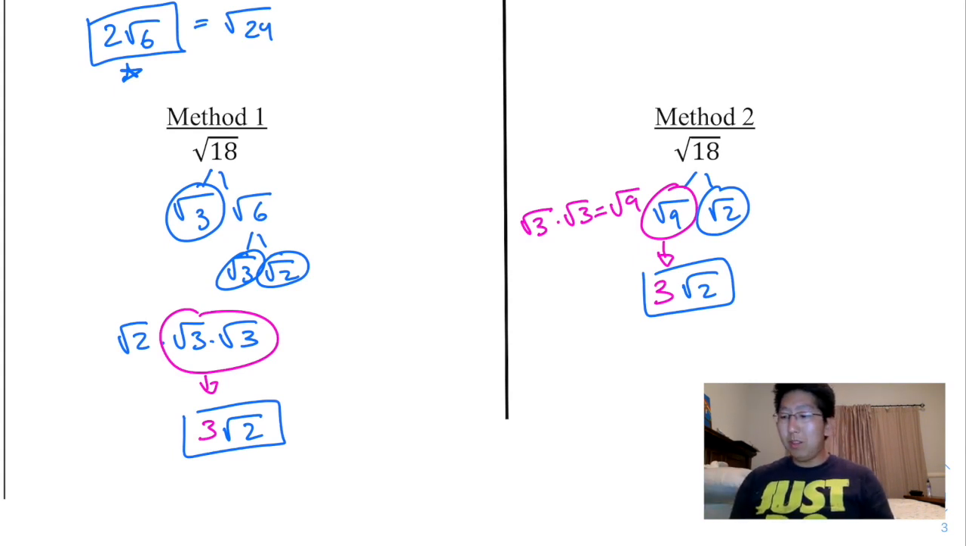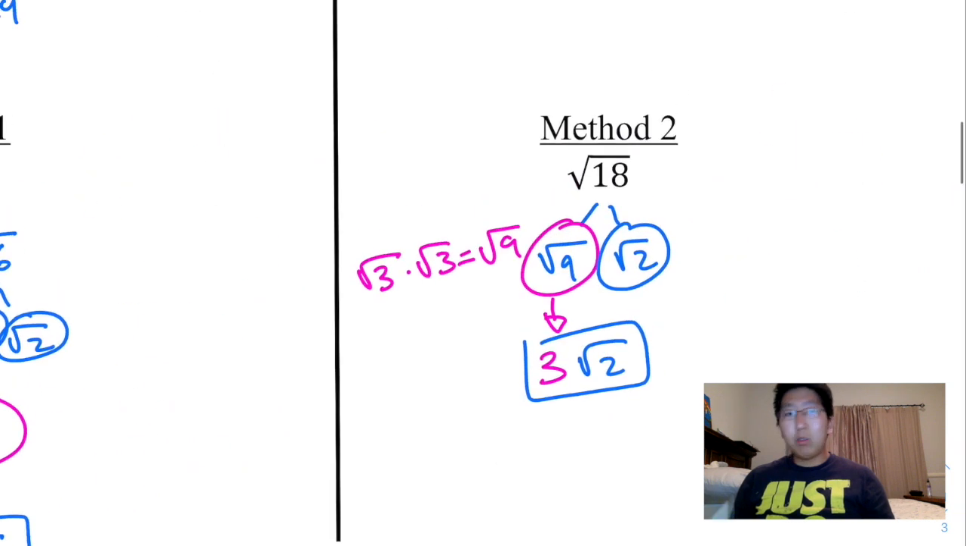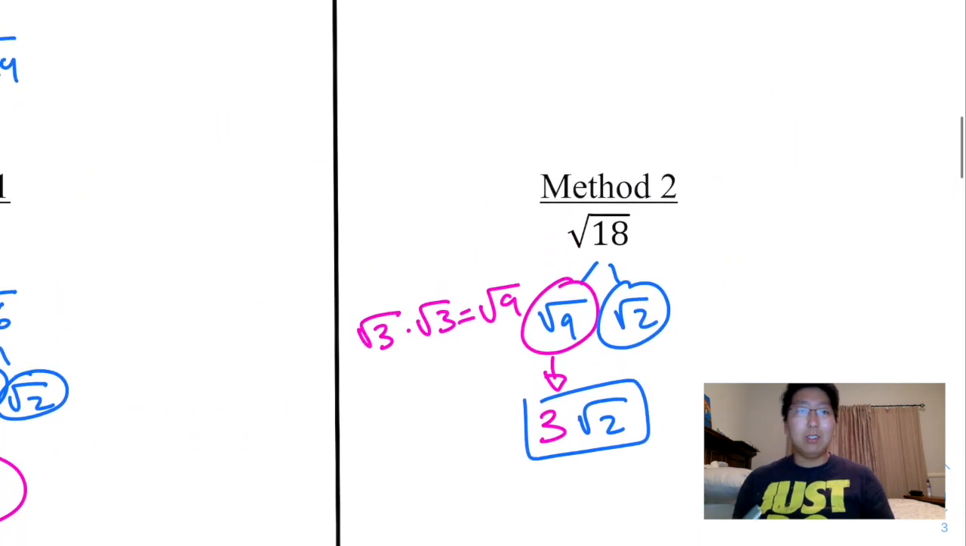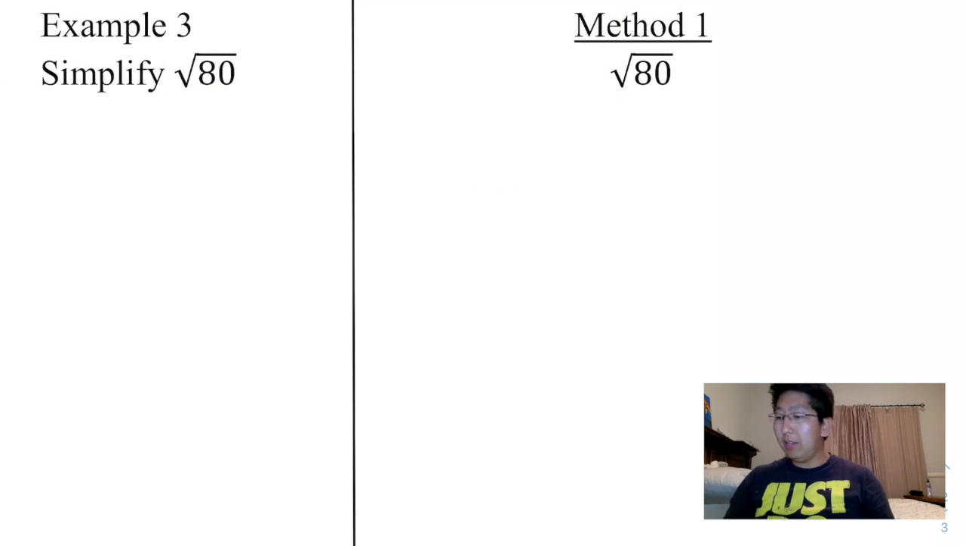So the first method is we just find any numbers we can multiply to get 18. The second one, we're trying to think, so we need to know our math facts a little bit better. And you might be able to know right away, oh, 9 is a perfect square, and you're trying to pull that out. Okay. So here's our third example, square root of 80.